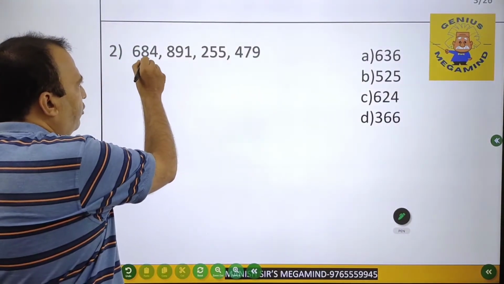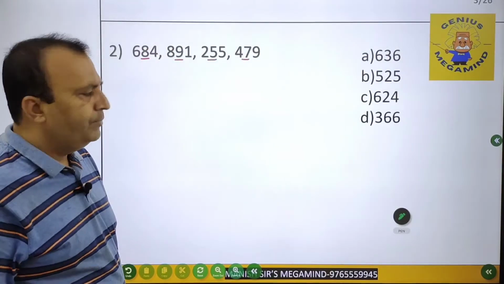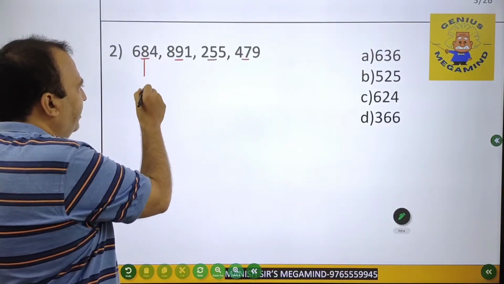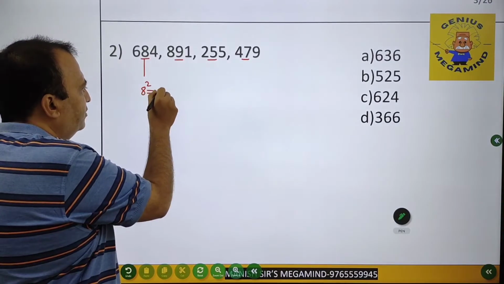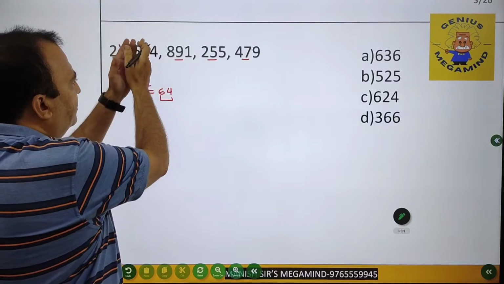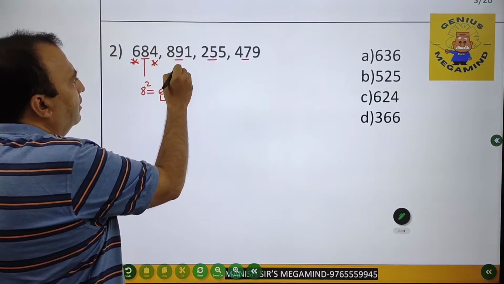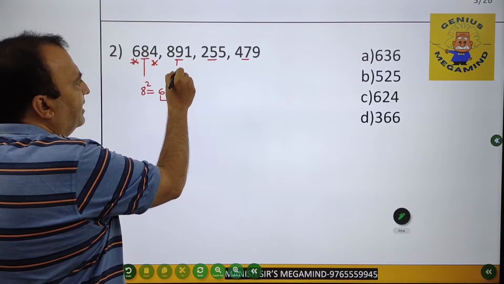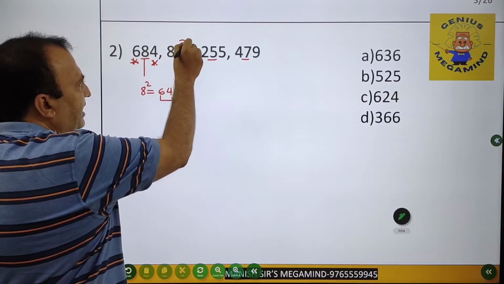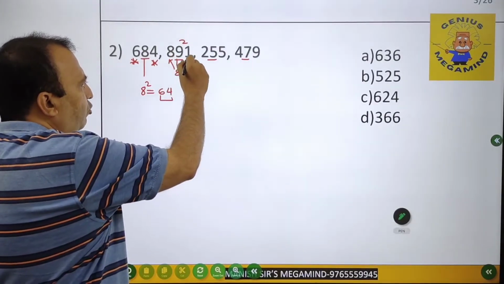First of all, I'll focus on the middle numbers. All the middle numbers I am taking. Now what is 8 square? 8 square, my friends, is 64. And 64 has been separated like this, 6 and 4, right? Now over here I am finding 9 square is what? 81. This 9 square is 81. And 8 goes over here, 1 goes over here.